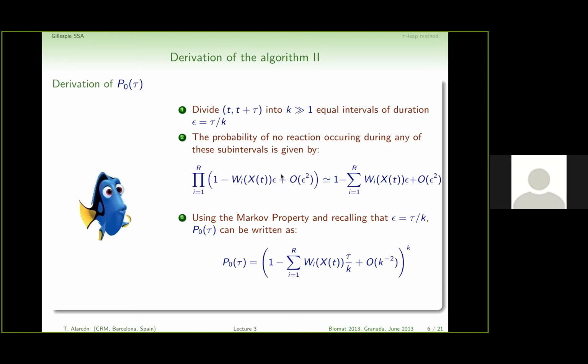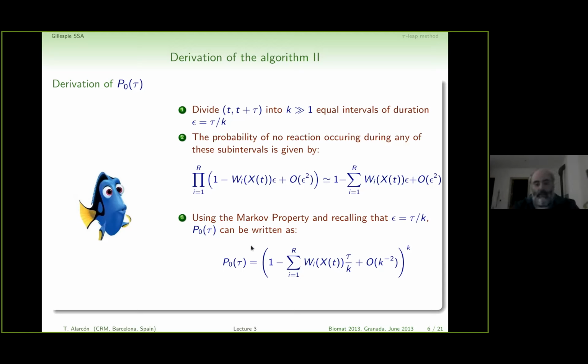Okay, so again, the probability of nothing happening during one of these subintervals is therefore given by this thing here. Now, using the Markov property, we can write this P naught of tau, the probability that nothing happens during the whole interval, as the product of the probability of nothing happening during each one of the subintervals.